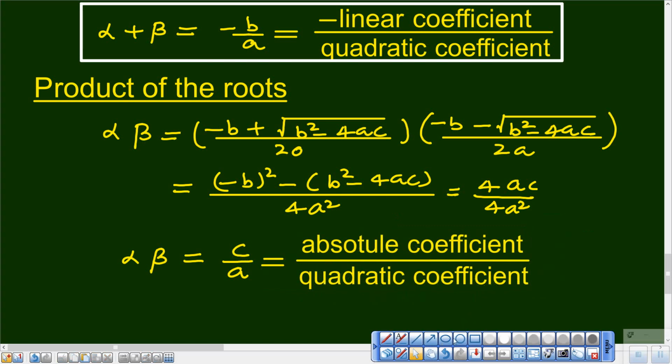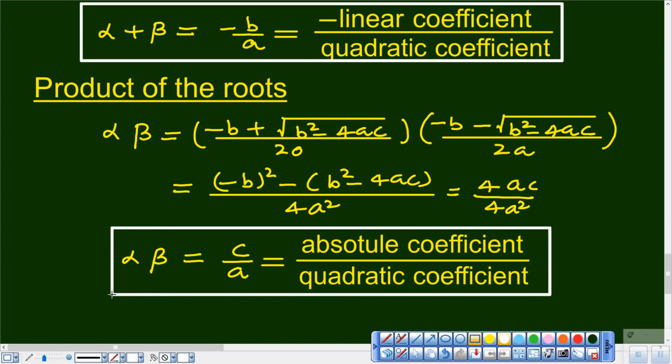So this is the relation between the product of roots and coefficients, right?